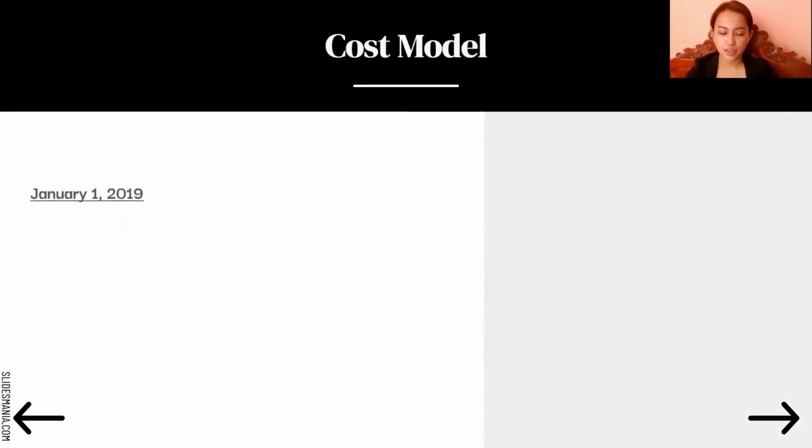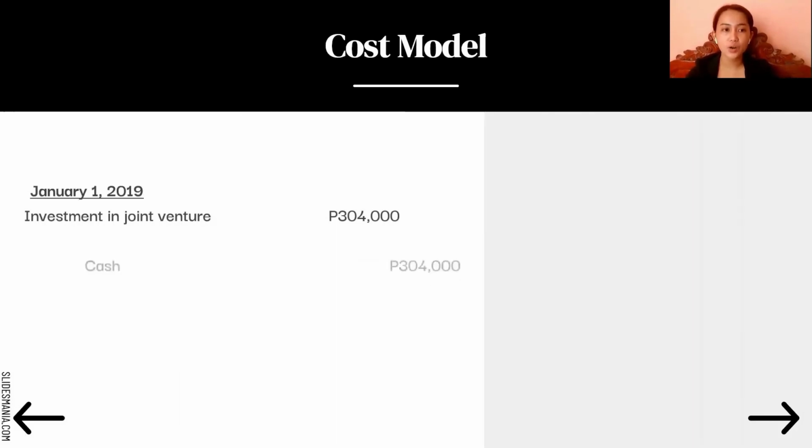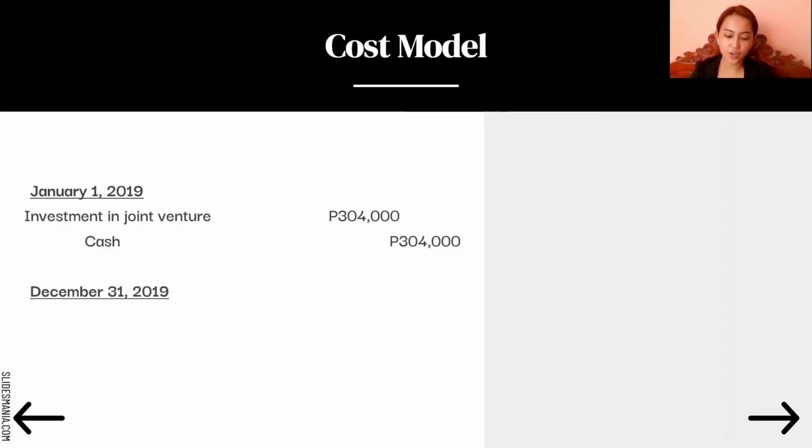Cost model. Under the cost model, the following entries in the books of the venturer are to be made. January 1, 2019, debit investment in joint venture amounted to 304,000. Credit cash amounted to 304,000. This is the 304,000 for 30% of ordinary shares amounted to 300,000 plus costs incurred in acquiring shares amounted to 4,000. Note that the transaction cost is capitalized as part of the cost of the investment, similar to the equity method.